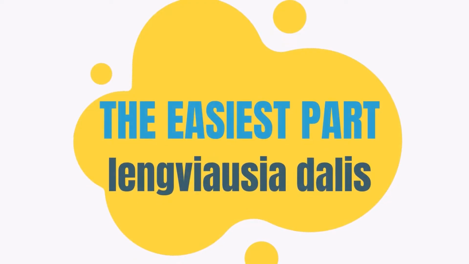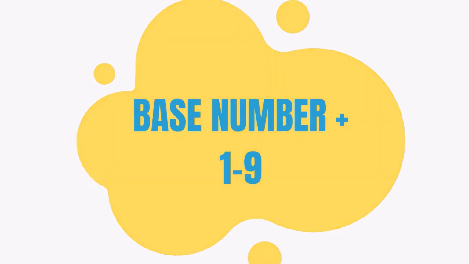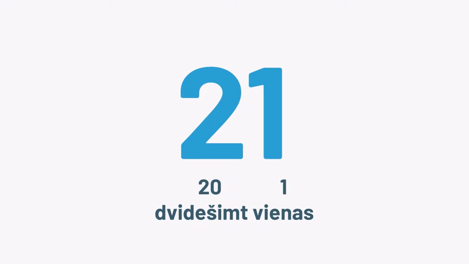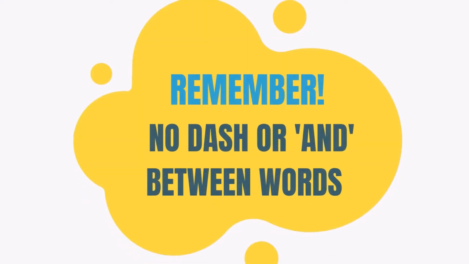And finally, the easiest part of this video. You can now easily build all other numbers by using the base number and adding any number from 1 to 9. 21, 32. Remember, there is no dash or and between words.